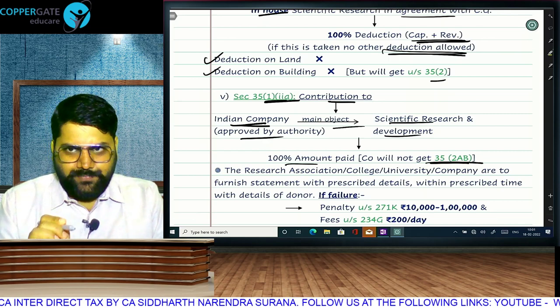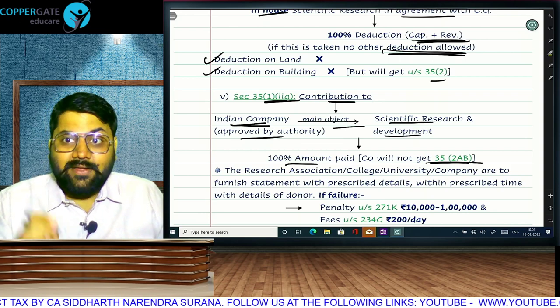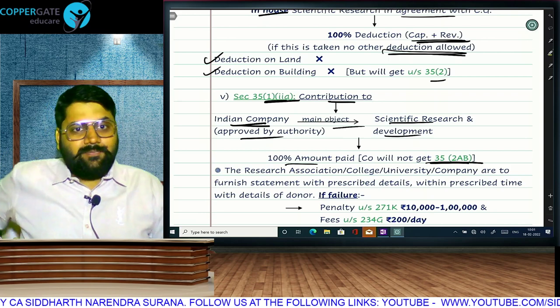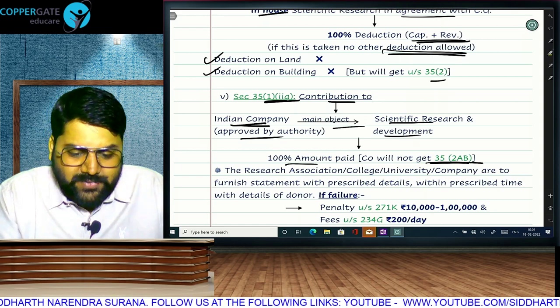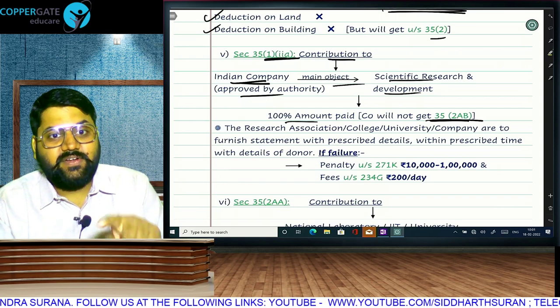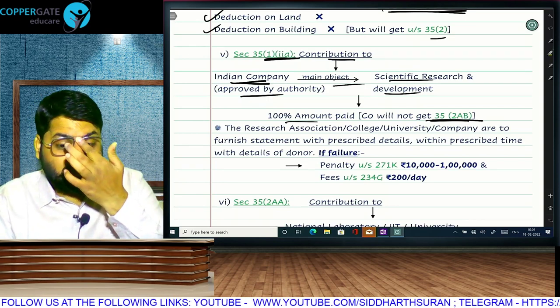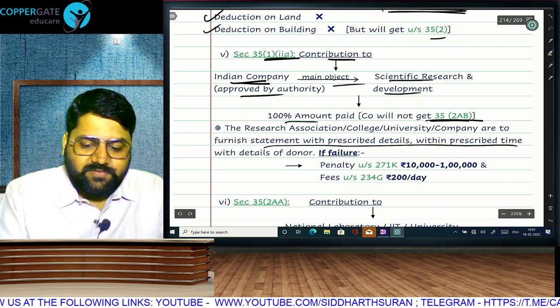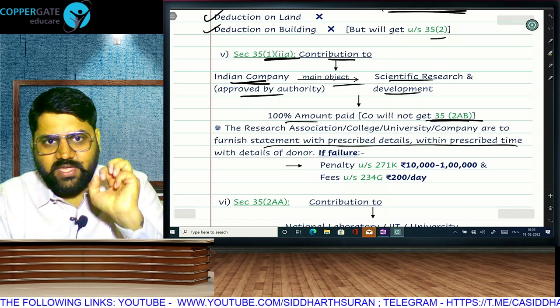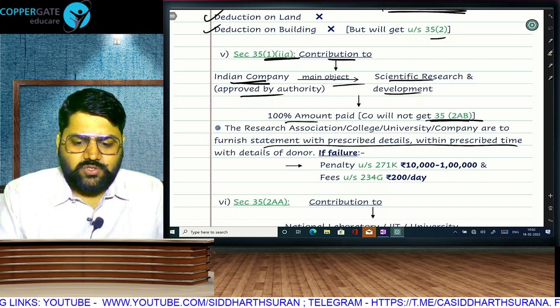If I pay this, I will get a deduction, but the company will not get 35-2AB. And this is where we were taught in the penalties and fees chapter that the receiver, the research association, college, university, institution, the company, and for 80G also the charitable trust, they have to furnish a statement with prescribed details of donors. So, if they give us details of donors, in the donor's income tax return, automatically we will show the deduction.